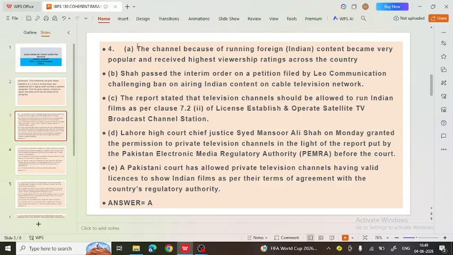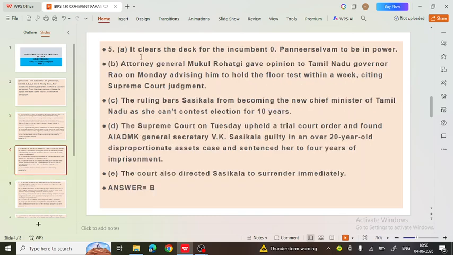Okay. Only option A is the option which is not related to the other paragraph, because this statement is different from the others. All four statements talk about the removal of the ban, and only option A is not talking anything about this removal of the ban on Indian films. So option A is the answer here. Now see the next example.